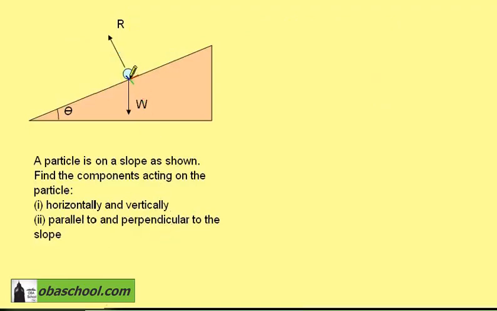If we now consider parallel and perpendicular, it's the W that we need to resolve into two components, parallel to and perpendicular to the slope. We form a triangle here. We can see this angle must be 90 minus theta. Therefore this angle is theta, and the component of W that is in this direction would be the cosine, since this is next to theta. The other component would be the sine.